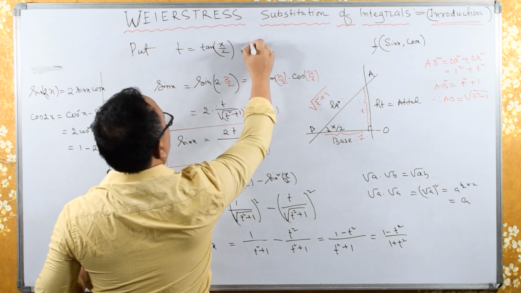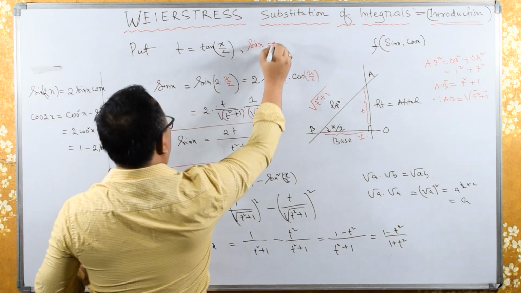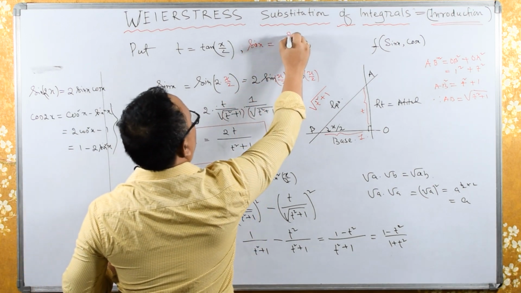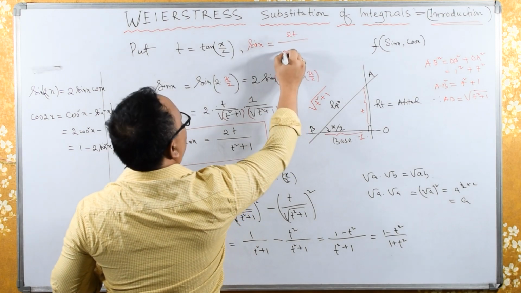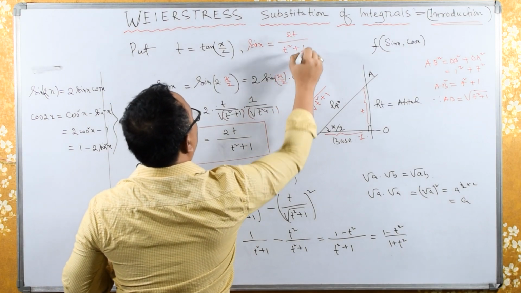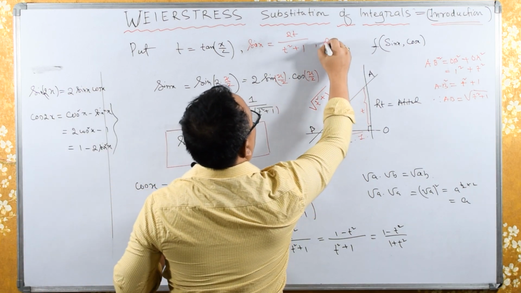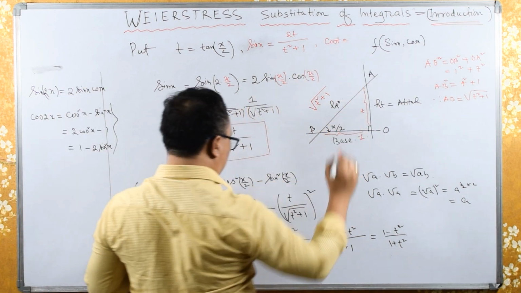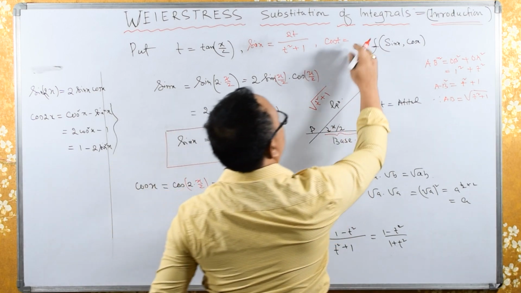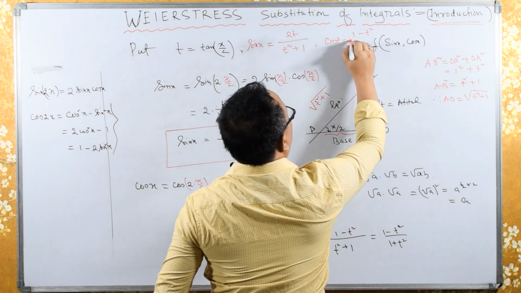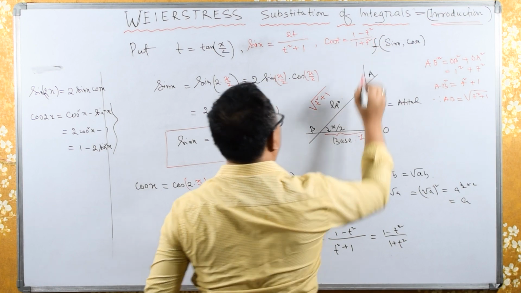So sin x becomes 2t upon t square plus 1. And similarly, cos x equals 1 minus t square upon 1 plus t square.